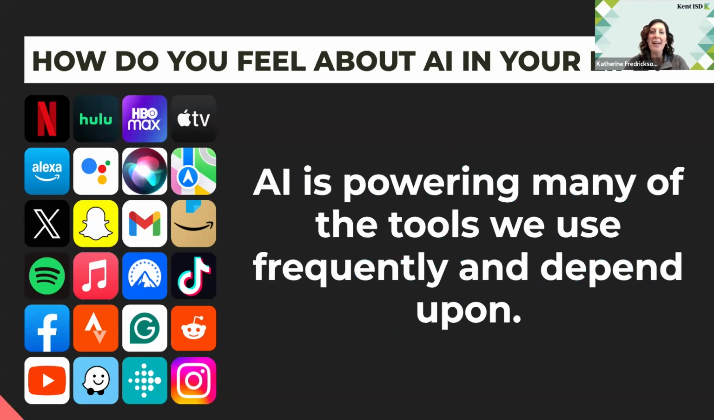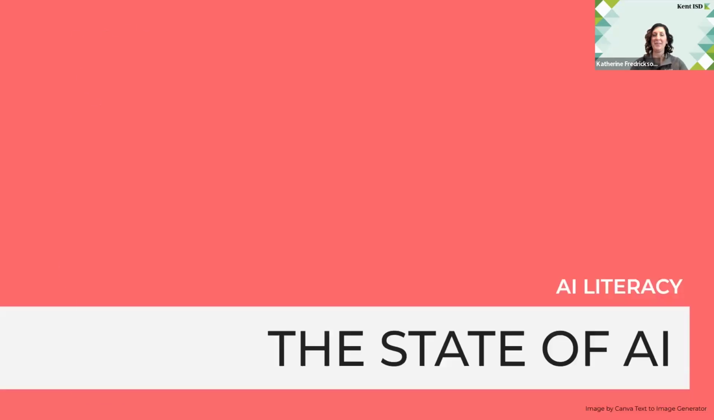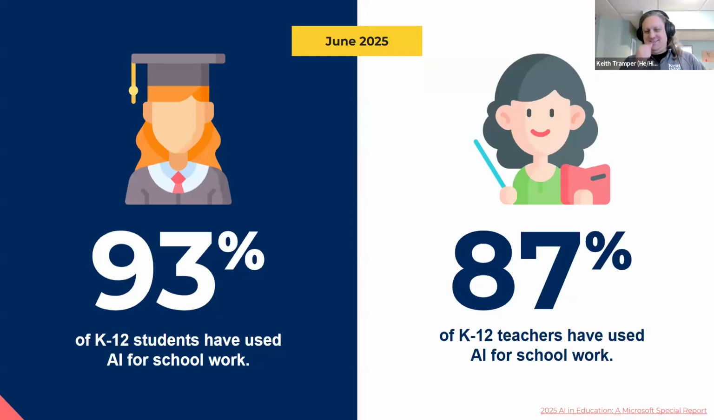So, as you know, AI is powering many of the tools we use frequently. They're already baked into a lot of the things that we use daily. Some of us just don't realize it, but we depend on them a lot too. So we like to make that point before we show this statistic: 93% of students are using AI for schoolwork at this point, based on a survey from Microsoft that happened in June, and 87% of K-12 teachers use it at work.